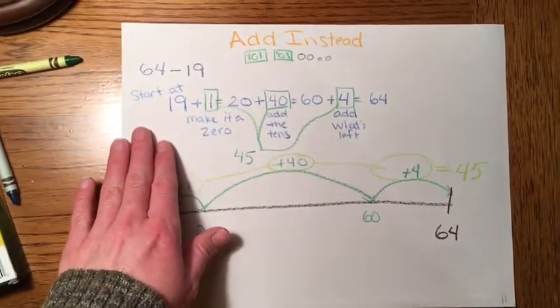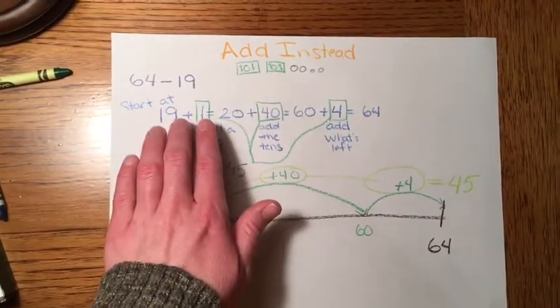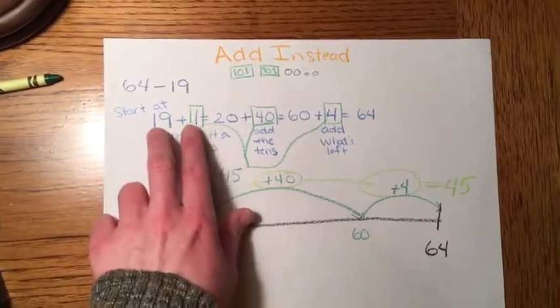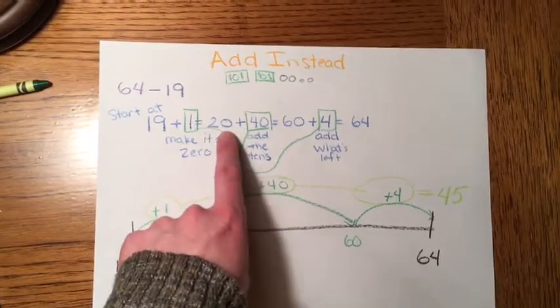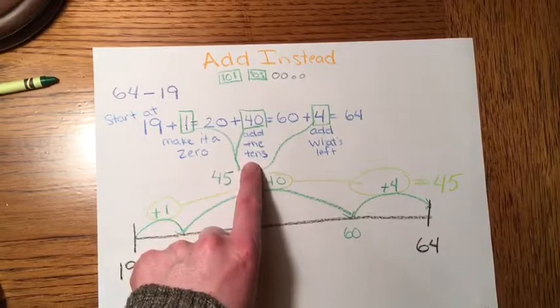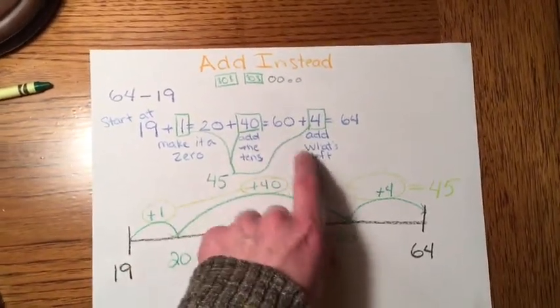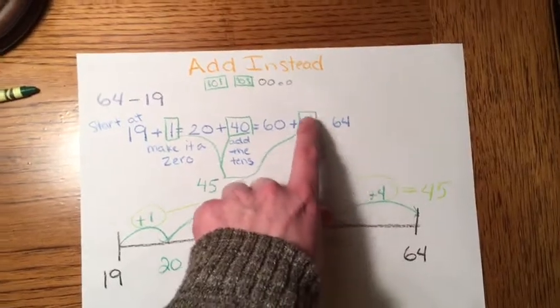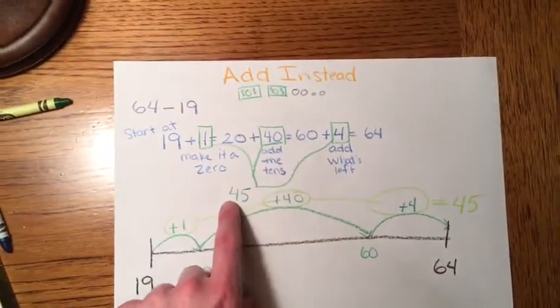Here's what it would look like if you were using just a straight across adding. When you do it, I usually do it a piece at a time. You're going to start at 19 plus 1 to make 20. We want to make it a 0 at the end. Then we need to add our tens in to make it 60. And then we add what's left to make it 64. Then we add all the numbers that we added as we counted up, and we get 45.